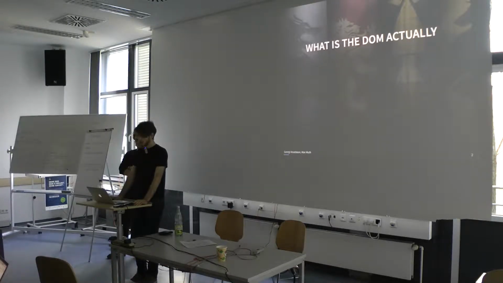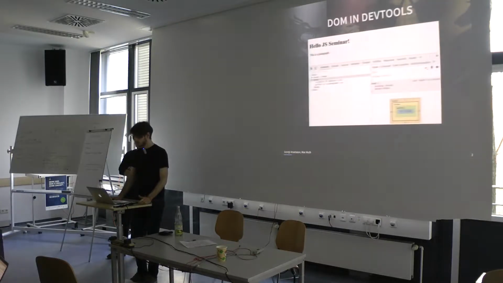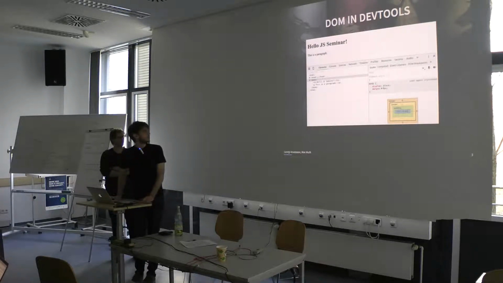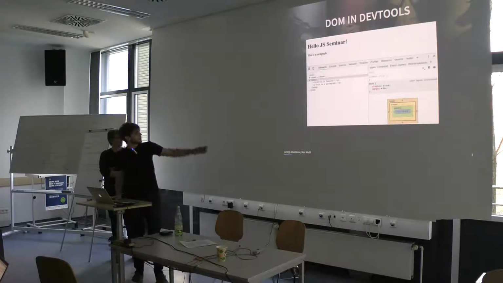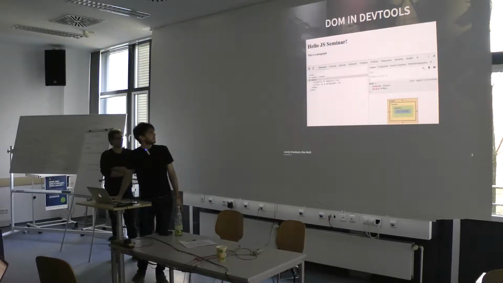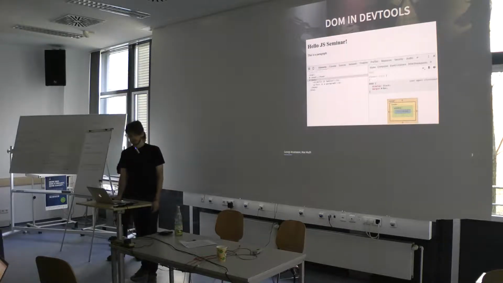So how does it actually look? It's a tree. It's not your source code. I mean, it's not the HTML you write. It's neither the view source of the web page you see. It's actually this view of your browser. When you press F12 or something like that, it's the DevTools. There is a nice representation of the tree. It's an HTML element, you have head, and then you have body with the elements in it. So this is a very simple web page right now. It's saying Hello JS Seminar.